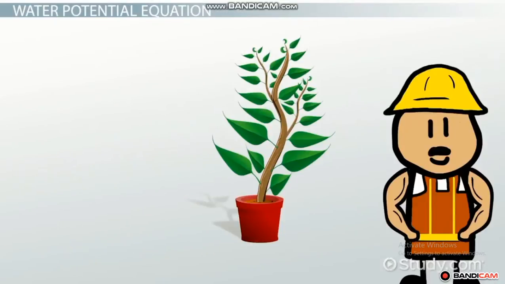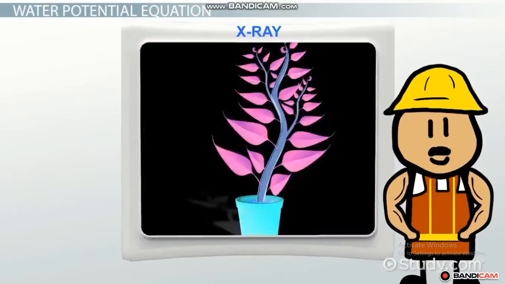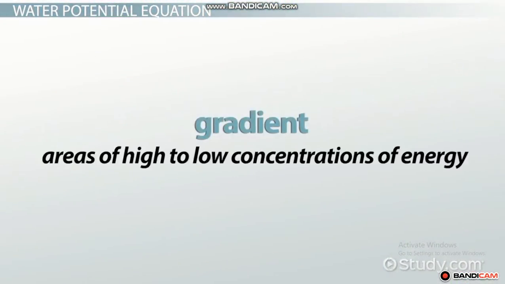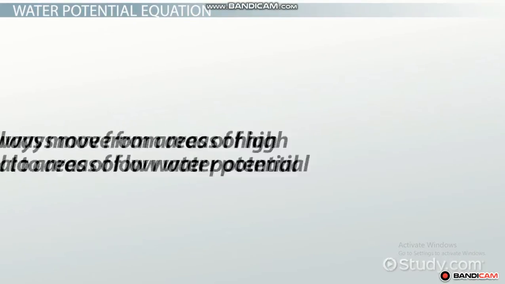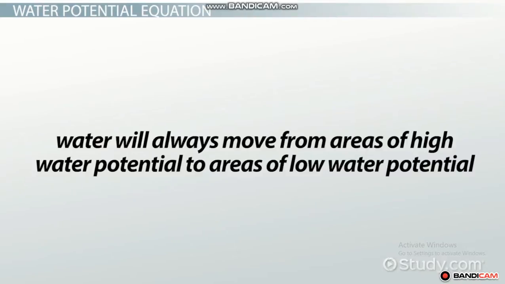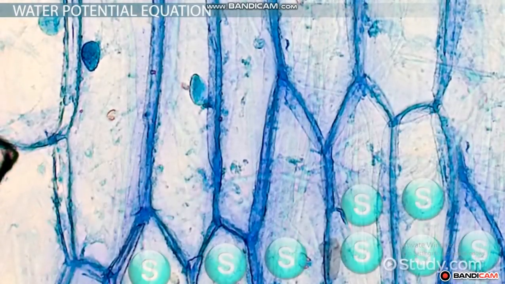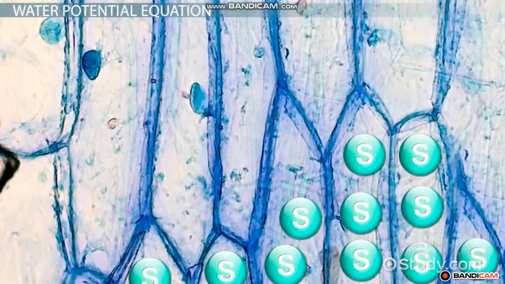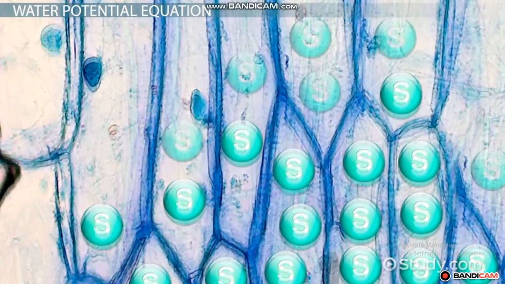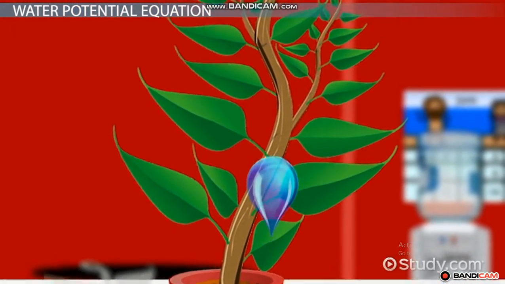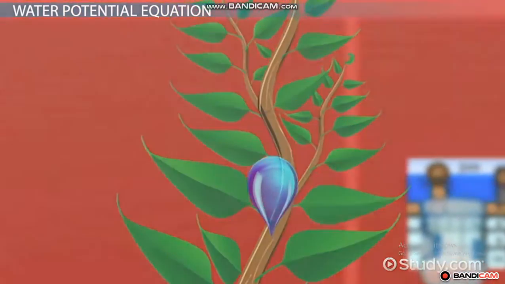So, how exactly does water potential work? Well, water, like most things, naturally moves along a gradient, or from areas of high to low concentrations of energy. That means that water will always move from areas of high water potential to areas of low water potential, from lots of energy to low energy, trying to balance out the total energy within a water system. This is how plants transport water from soil into their roots and throughout their cells.